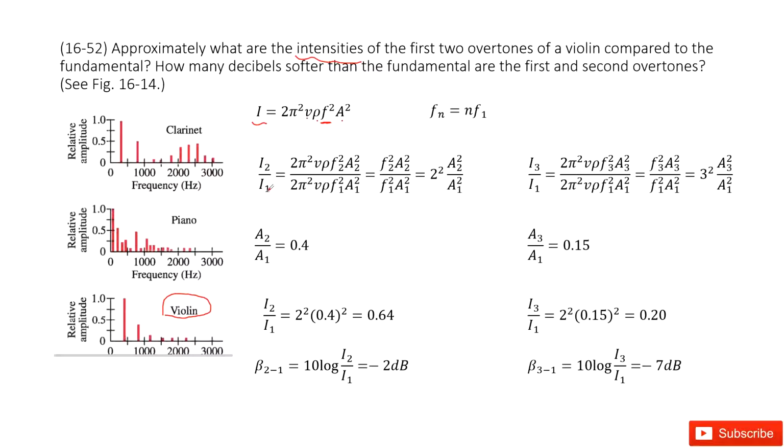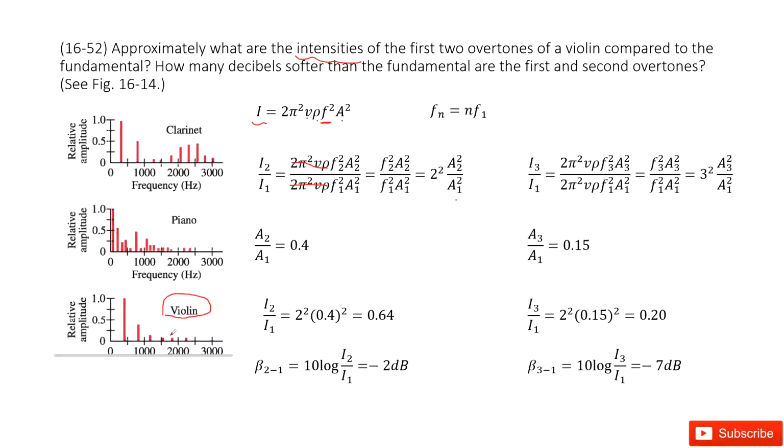So I2 over I1, agree? We input I2 inside, I1 inside. So this is cancelled, this is cancelled, and we get f2² A2² over f1² A1². In this case, f2 over f1 is just equal to 2, right? Because f2 equals 2 times f1, so we get 2² A2² over A1². And keep going. We need to find the ratio of A2 to A1.